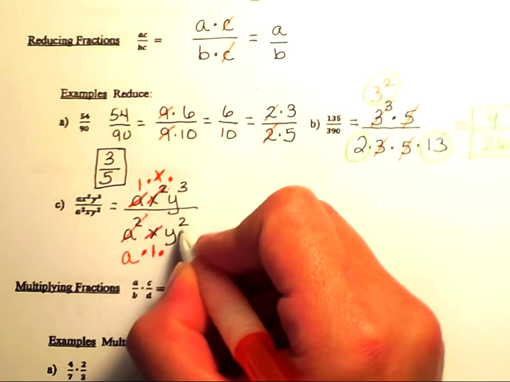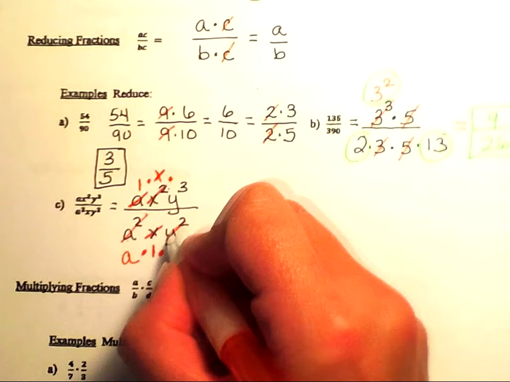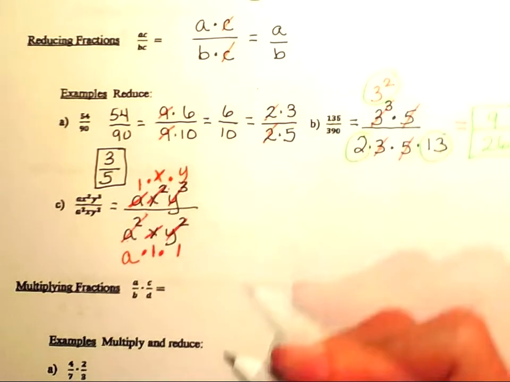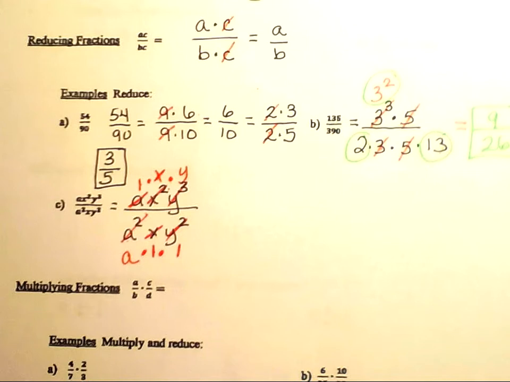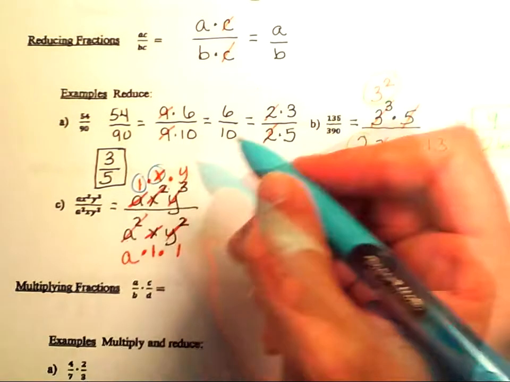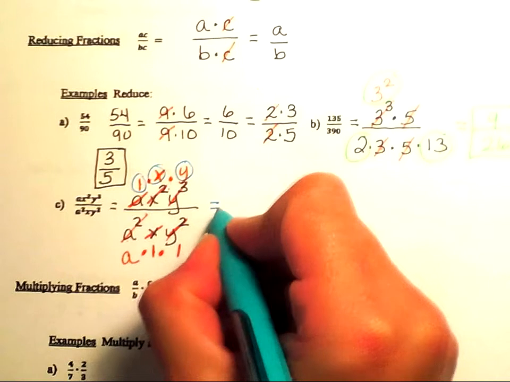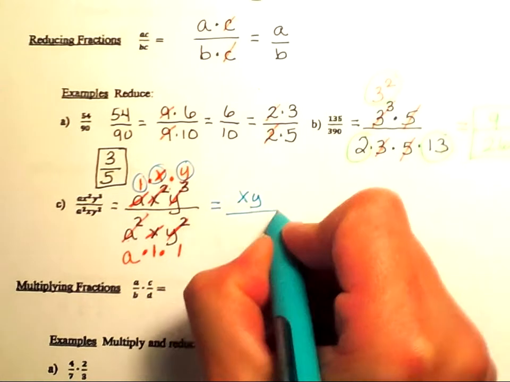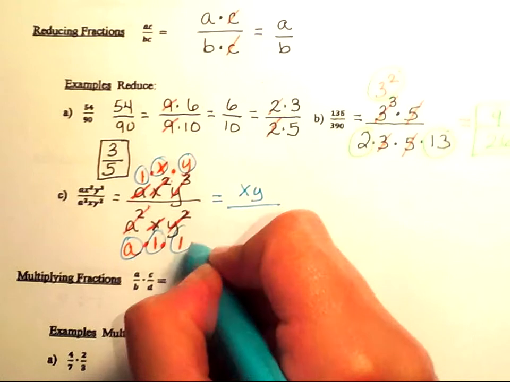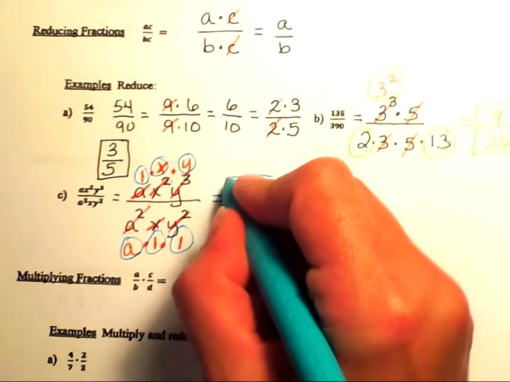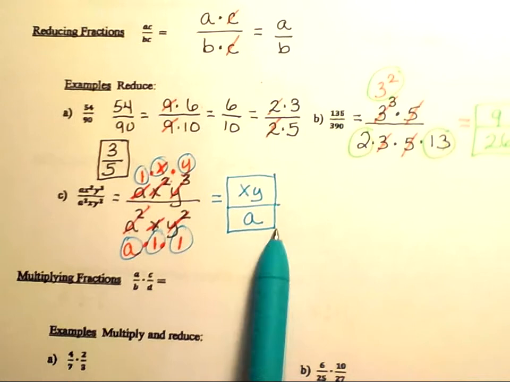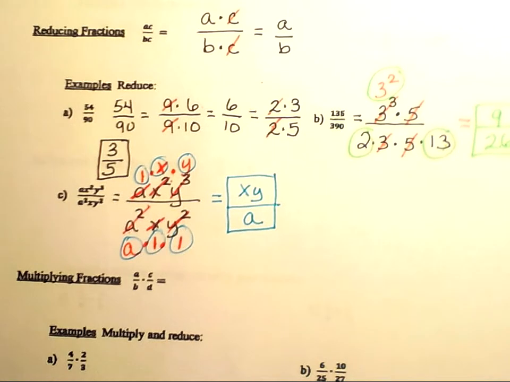Now here I have 2 y's, and up here 3 y's. So I can cancel both y's in the denominator, leaving behind 1 y in the numerator. So what I'm left with is 1 times x, well that's just x, times y, well that's xy, using that identity property of multiplication, and a times 1 times 1, well that's just a. So this expression reduces to xy over a.